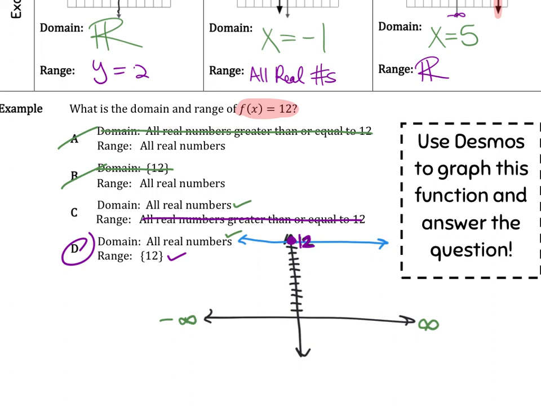Domain and range is complicated, but all we're doing still is telling you where the graph shows up on the left and the right and on the bottom and the top. Sometimes it has endpoints and sometimes it doesn't. You will need to be prepared for all of those scenarios, which does make this a difficult topic. But we're going to practice some more.